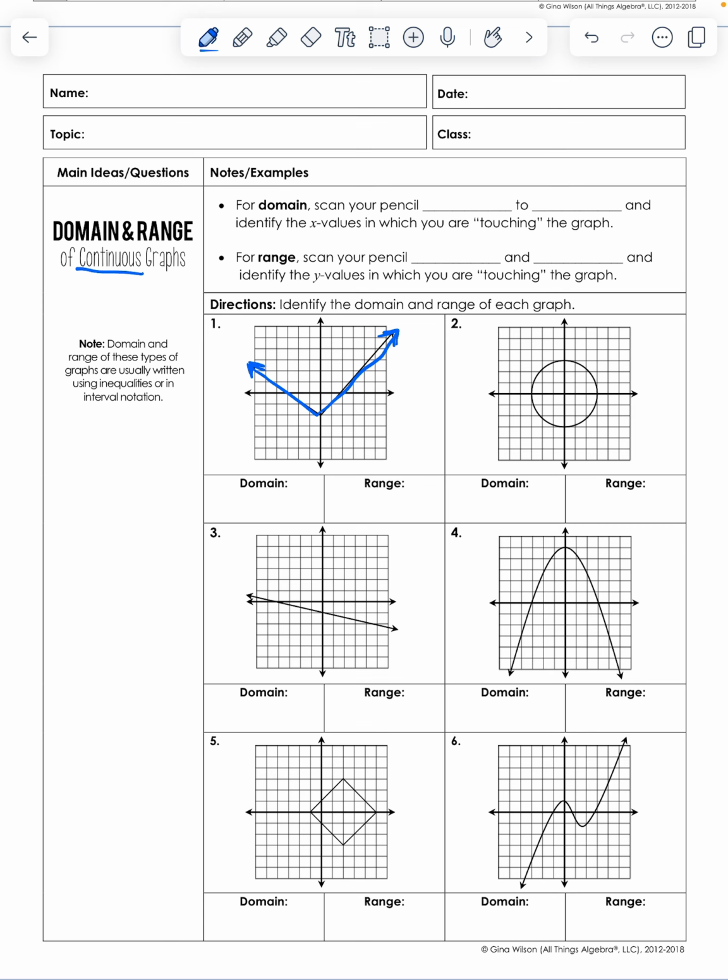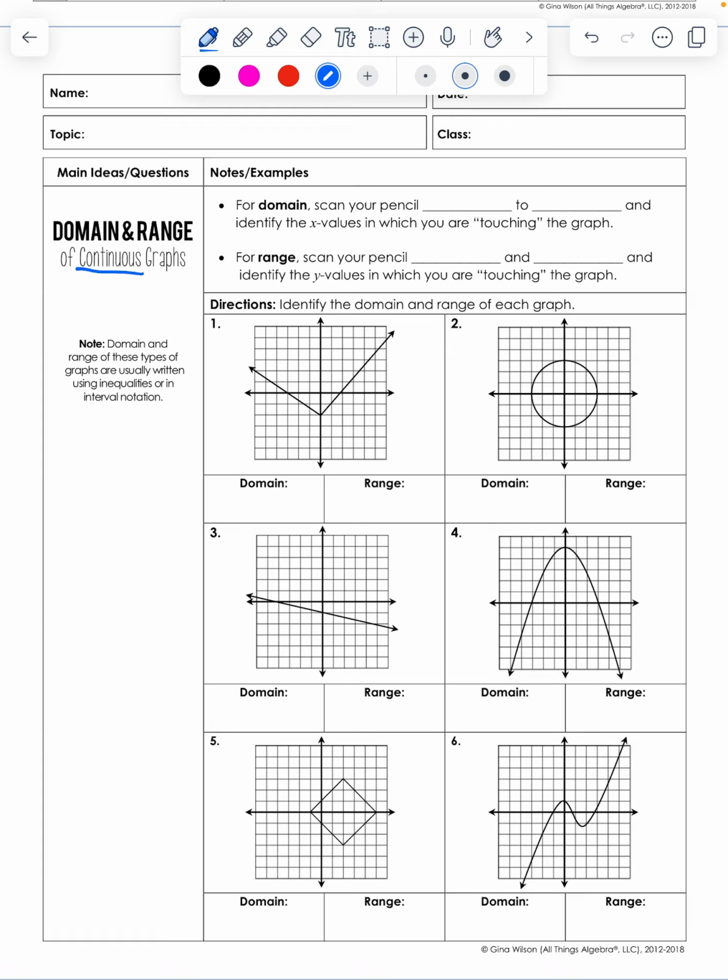This one in number 2, I can see that this is a circle. So this is considered continuous because the points that make the circle are all connected. A continuous graph is a graph that doesn't necessarily have to go on forever, but it is a graph where the points are connected with a line or a curve of some sort. So all of these graphs we're going to see today are continuous.